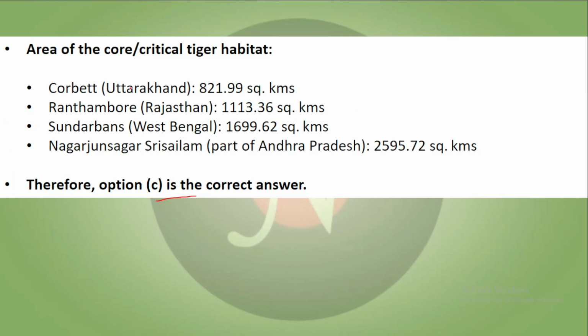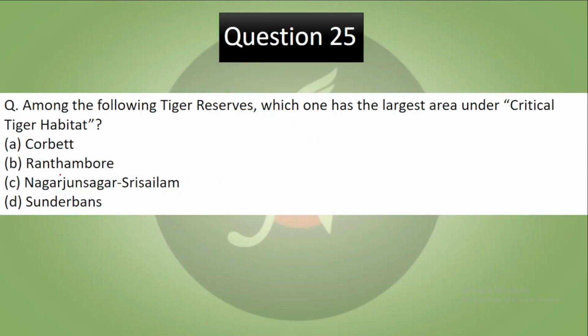If we look at their areas, Corbett is 821 square kilometers, Ranthambore 113, Sundarbans 1699, and Nagarjun Srisailam, which is a part of Andhra Pradesh, is 2595 square kilometers. Corbett is in Uttarakhand, Ranthambore in Rajasthan, Sundarbans in West Bengal, and Nagarjun Srisailam is in Andhra Pradesh. The largest area is of C, so your correct answer should be C.